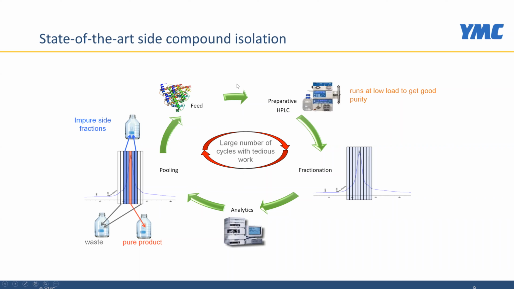So we have a certain starting material. We do some preparative HPLC or FPLC, whatever, and we do that at a low load. We fractionate the peak. We analyze the peak for the isoforms. So we do a fine fractionation. We collect the isoforms that we want in certain fractions, and then we pool those fractions. And then we start over and over again. We do that over and over again until we have produced sufficient quantities of the isoforms that we want.